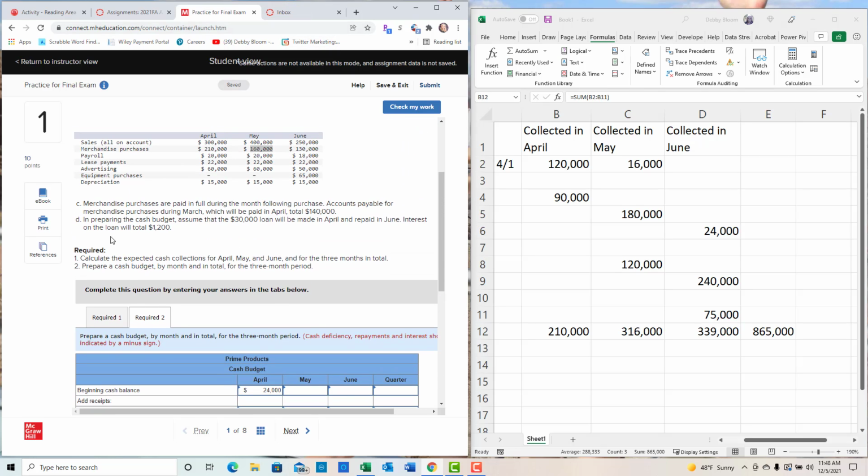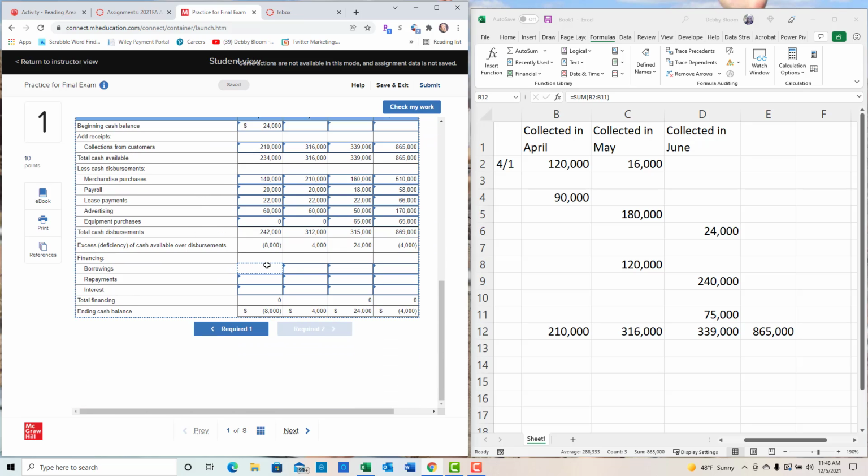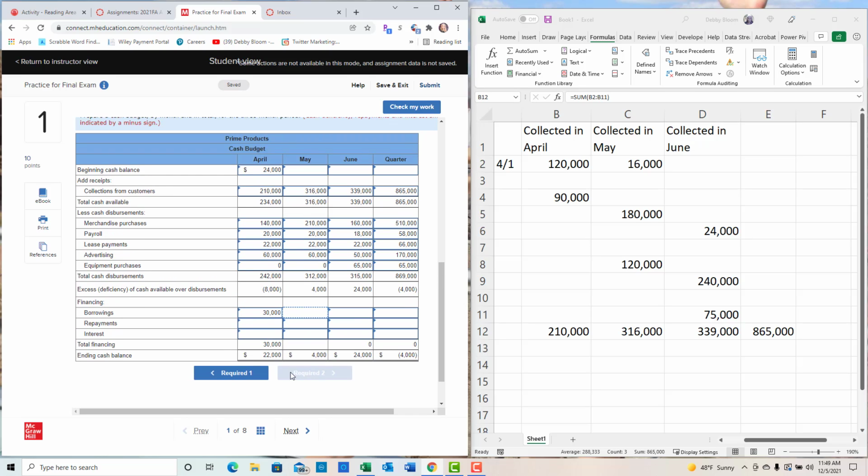So we were told in Part D, in preparing the cash balance, assume that we're going to borrow $30,000 in April and repay it in June, along with $1,200 in interest. So borrowings in April are going to be $30,000. So notice now our ending cash balance for April is now $22,000. So we're just going to start off May with $22,000.